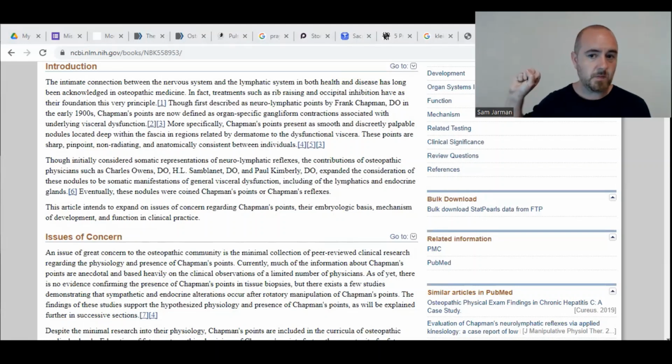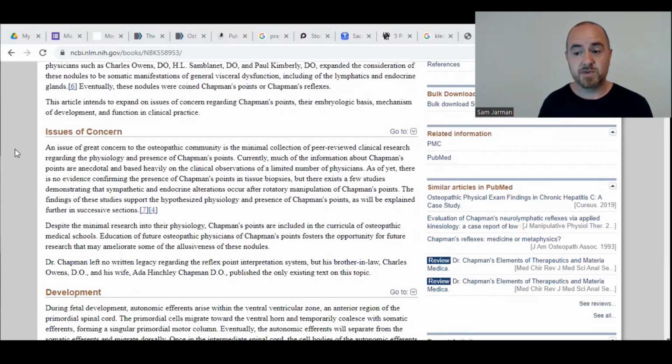Okay, so you can see that you have to buy that you can accurately identify this thing deep in fascia. Maybe you can, maybe you can't, maybe you buy it, maybe you don't. But if that's an assumption, that is not something that's been tested. That's just the standard claim within Chapman's reflex system. So, issues of concern. This is important. The issue of great concern to the osteopathic community is the minimal collection of peer-reviewed clinical research regarding the physiology and presence of Chapman's points.